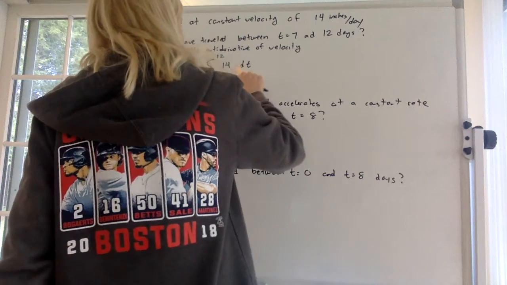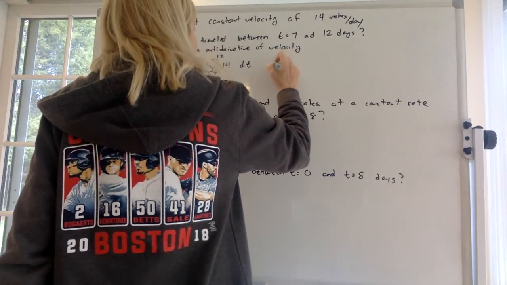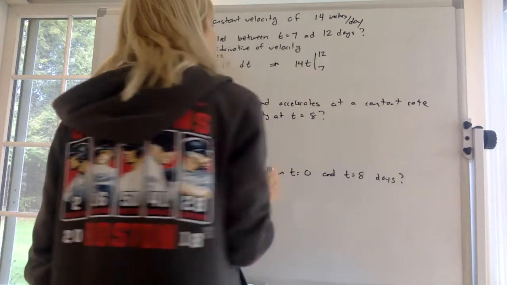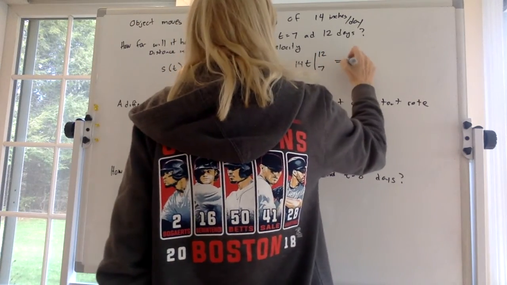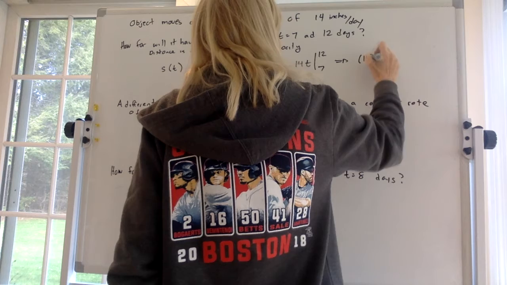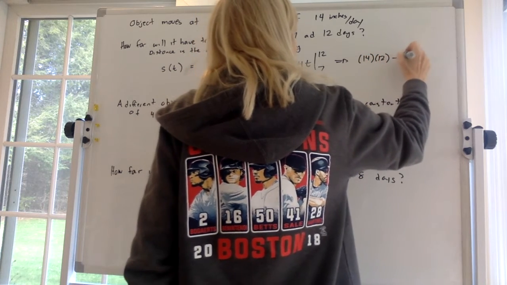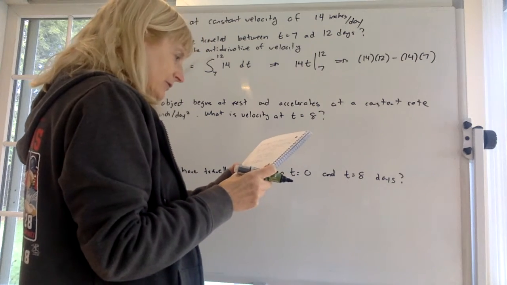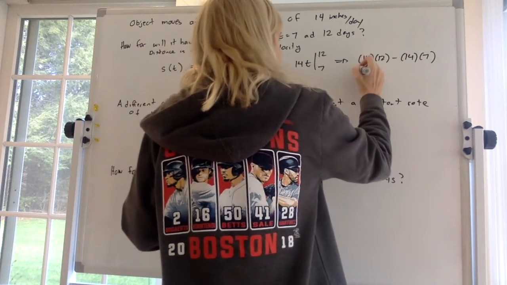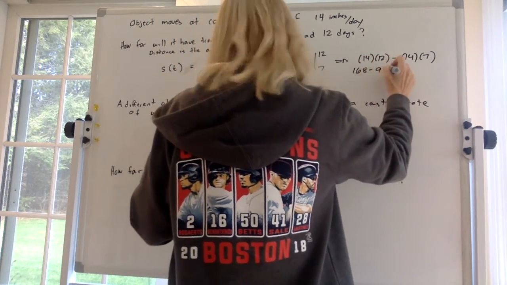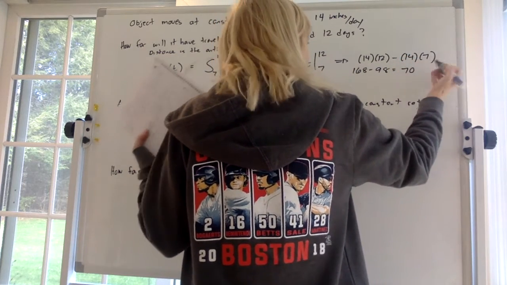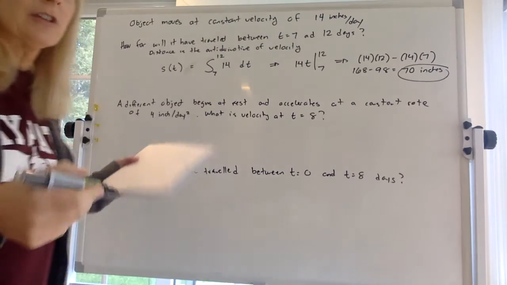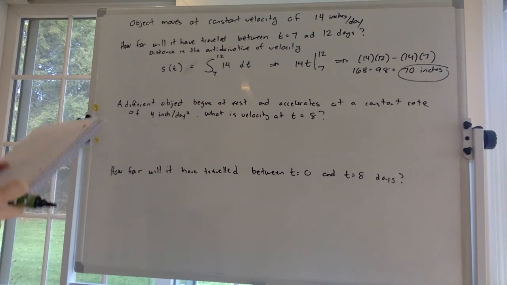So what's the antiderivative of 14? That's 14t between 12 and 7. So that gives you 14 times 12 minus 14 times 7. So I think that gives you 168 minus 98. So I got 70. What? It's distance, inches. Okay? So the antiderivative of velocity is distance.